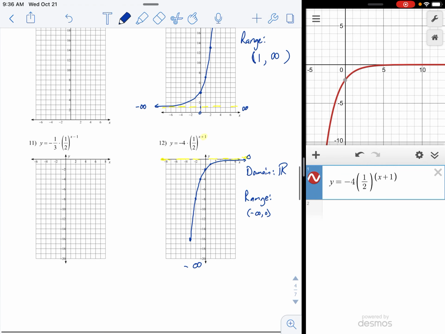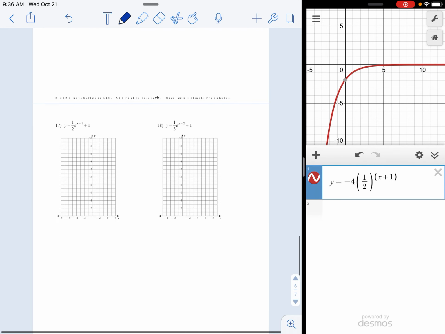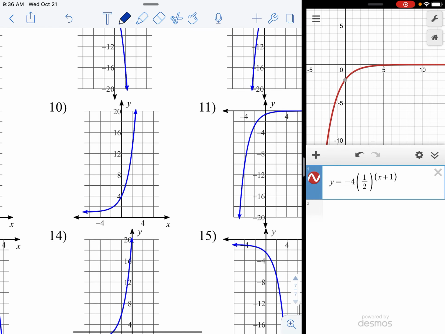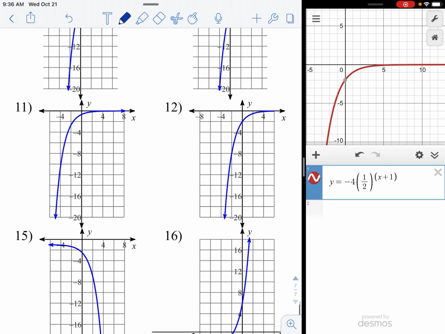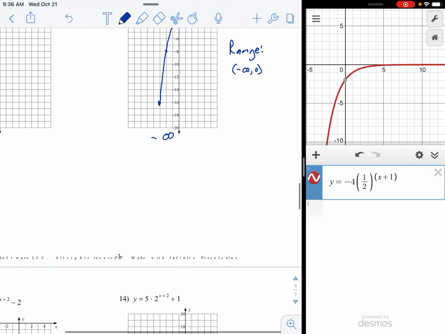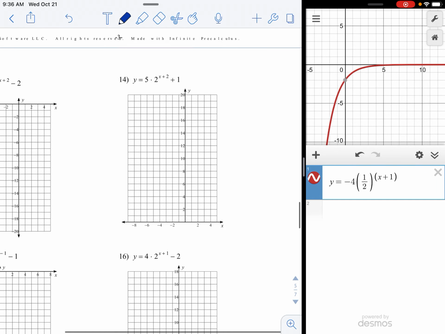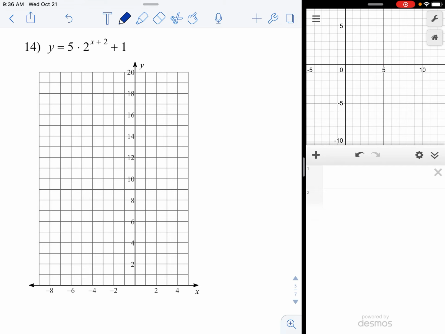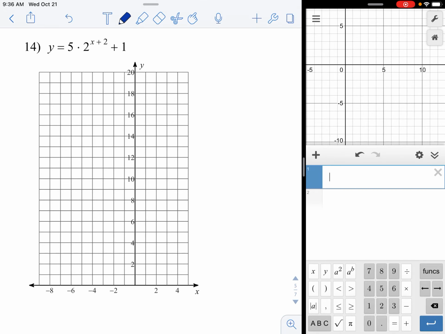Okay, let me check 10 and 12 both real quick. So 10, 12, good. All right. 14 and 16, and you probably get the point now. If you're done, if you're ready, go ahead and start on the rest of the assignment. What I'm doing here is kind of just going to be repetitive practice.